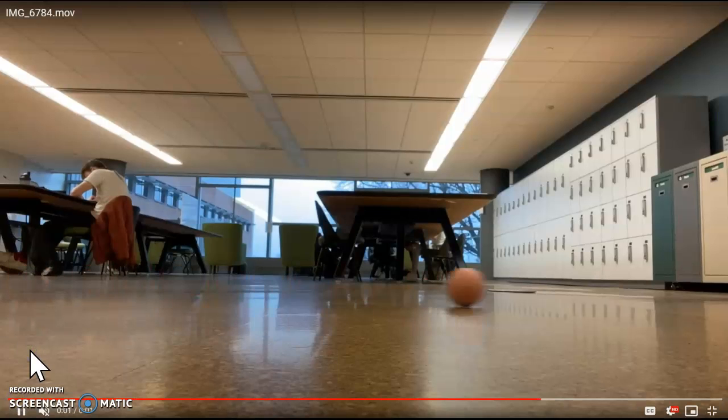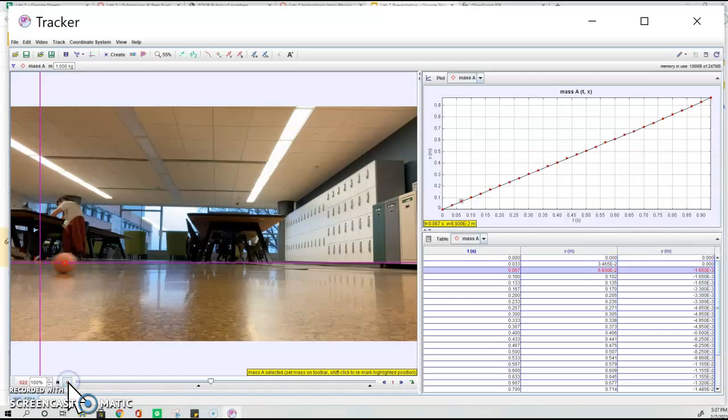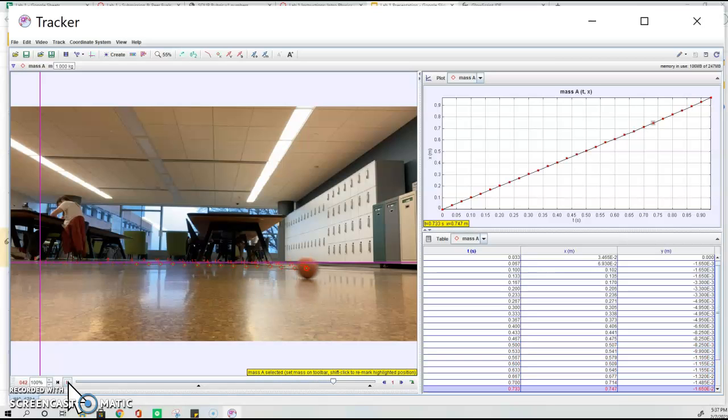Here is the original video of my lacrosse ball rolling across the screen. Using Tracker, I was able to track the position of the ball over time as shown here. This produced a position versus time graph along with data points shown here. Using these data points, I calculated the initial velocity of the ball over the first time interval and determined how long the ball traveled across the screen.